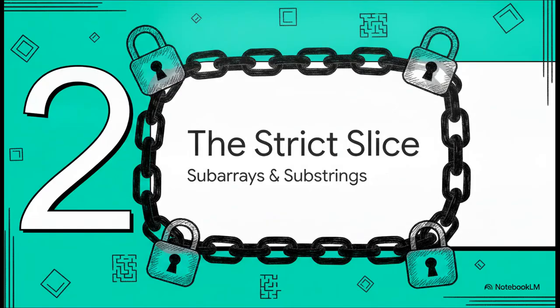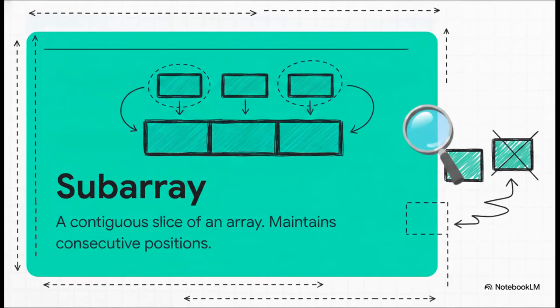Moving on to Section 2, the strict slice, covering subarrays and substrings. A subarray is all about strict consecutive order. It is a contiguous slice of an array. To visualize this, just imagine an array containing the numbers 1, 2, and 3. The valid subarrays here are unbroken slices, like 1, 2, or 2, 3, or even just the number 2 all by itself. You cannot skip around. The elements must literally sit right next to each other in the original array.